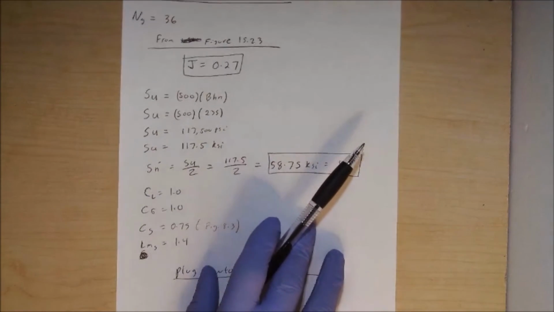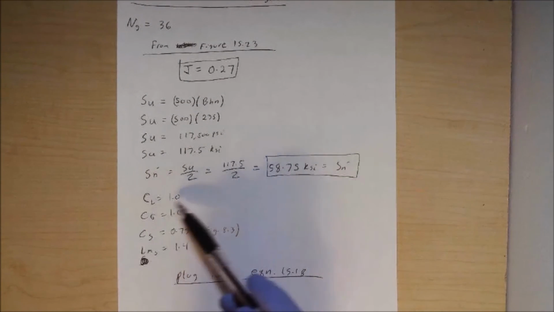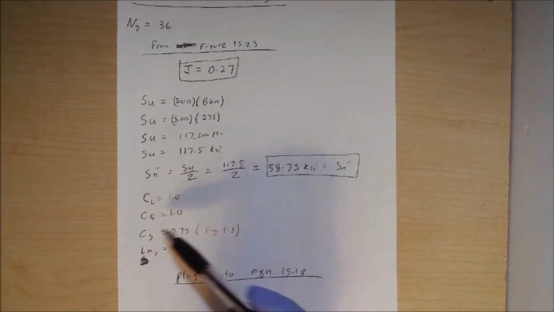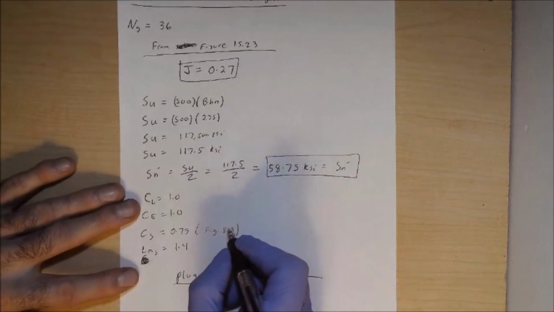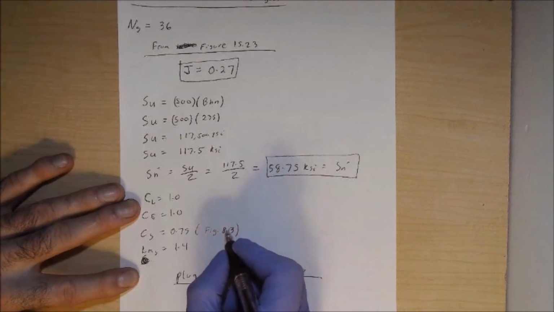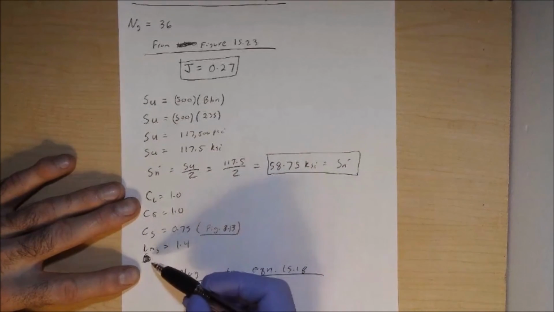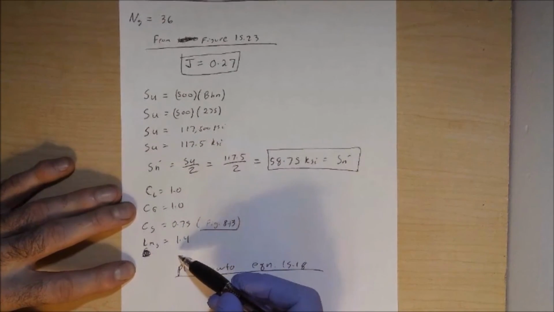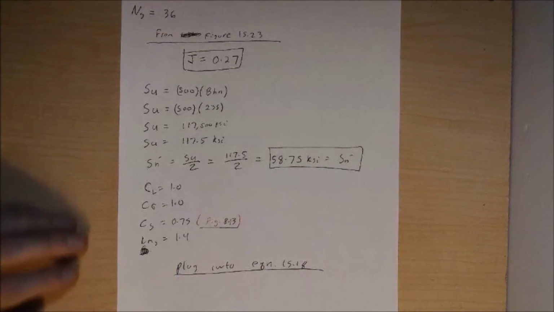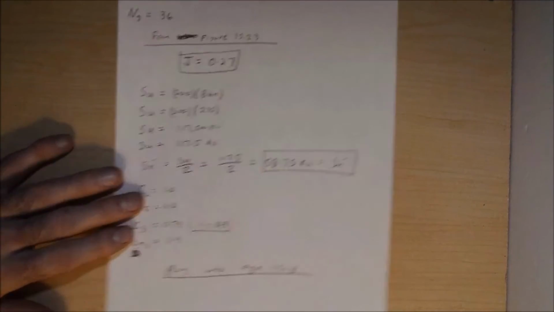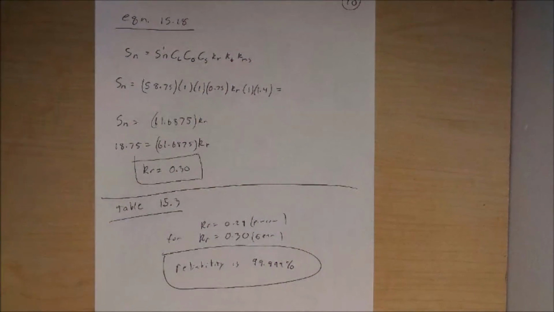We go back through and solve for all those variables that we still need for equation 15.18. C sub L is equal to 1, C sub G is still equal to 1. Our C sub S is equal to 0.75, so that's again going back to figure 8.13 from chapter 8. If we go back to that figure, we can back out our C sub S value here, and we still have the same K sub MS value of 1.4. So we can take all that information and plug back into our equation 15.18.